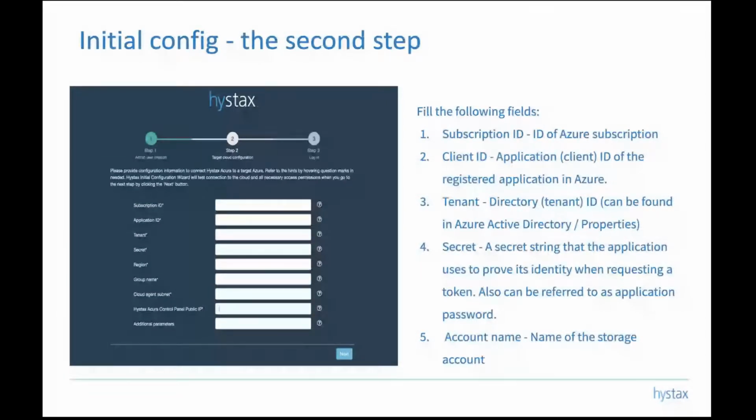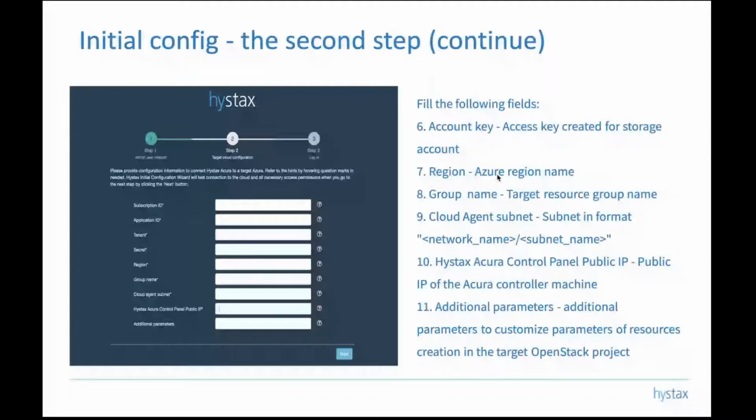Region is the name of the region that all the resources will be in. Then the name of the resource group of Azure, and Cloud Agent Subnet ID. In case of using the same subnet and the same network for Cloud Agent, it's not required to use an elastic IP for this, because Acura will connect to Cloud Agent itself via the internal network.